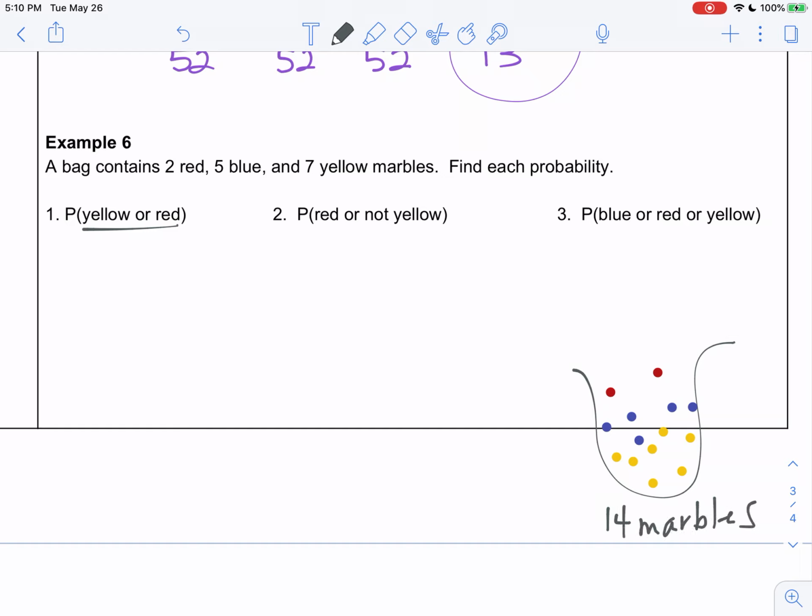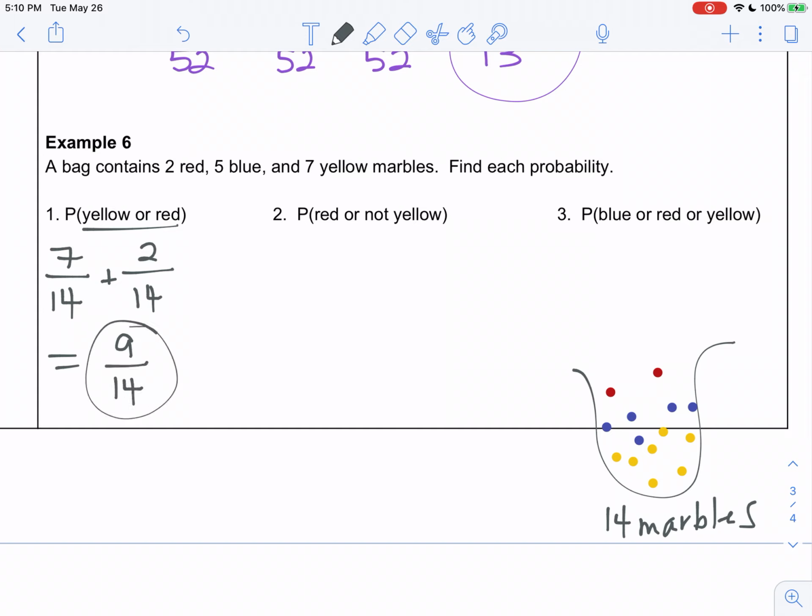All right, so I'm picking out 1 marble. I want to know the probability that it is yellow or red. There are 7 yellow guys out of 14 total marbles. Since this is mutually exclusive, I'm going to add. Probability of a red marble is 2 out of 14. I have a common denominator, so 7 plus 2 gives me 9/14.